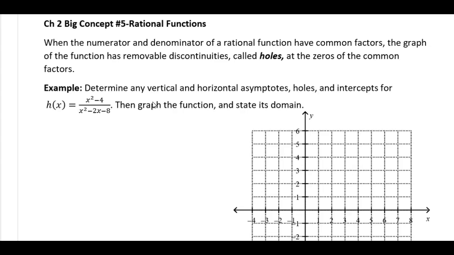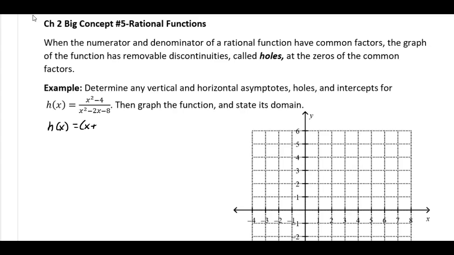When the numerator and the denominator of a rational function have common factors, the graph of the function has removable discontinuity called holes at the zeros of the common factors. So now we have to determine any vertical asymptotes, horizontal asymptotes, holes, and intercepts, then graph the function and say its domain. So first things first, can we factor either the numerator or the denominator? The answer is absolutely.